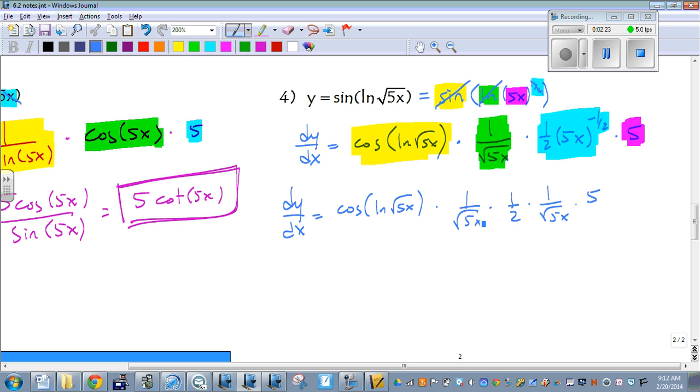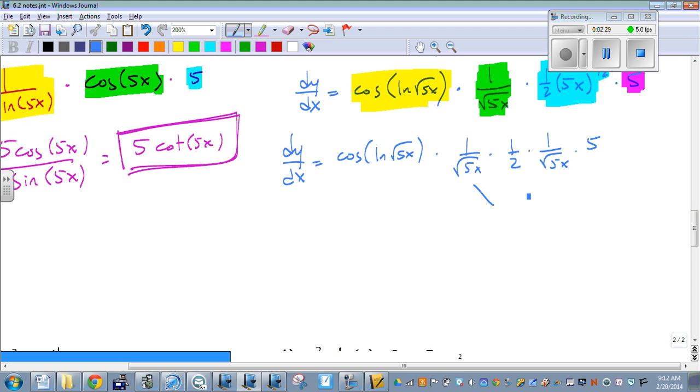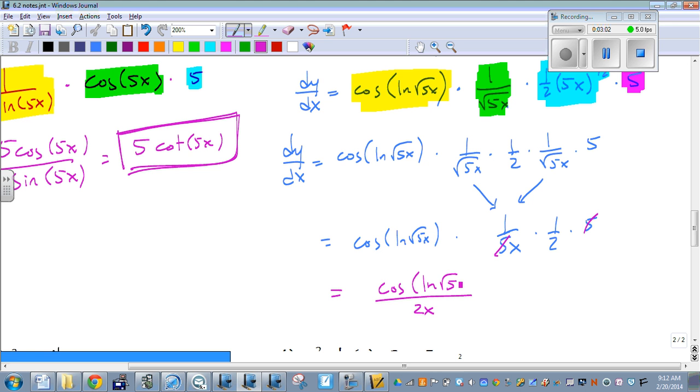So we multiply these two square root of 5x's, square root of 5x times square root of 5x, that's just going to give us 1 over 5x. So we have cosine of natural log of square root of 5x times the 1 over 5x times 1/2 times 5. So our 5's are going to cancel out. And for our final answer here, we're left with a 2 and an x on the bottom, and this cosine of natural log of square root of 5x on top.